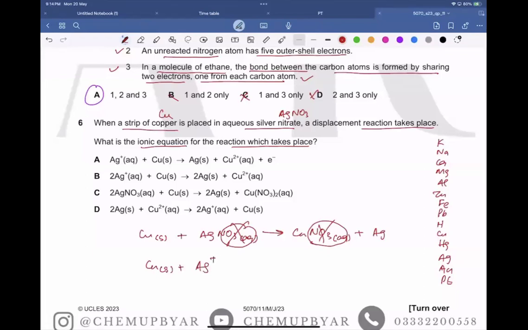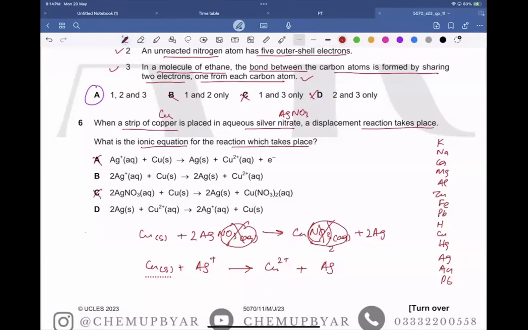To balance the equation, we need to put 2 and 2 here because silver is +1 and copper is 2+. And it's like this, Cu(NO3)2. Sorry, my bad. So, and Ag, yeah. So that can be your ionic equation.